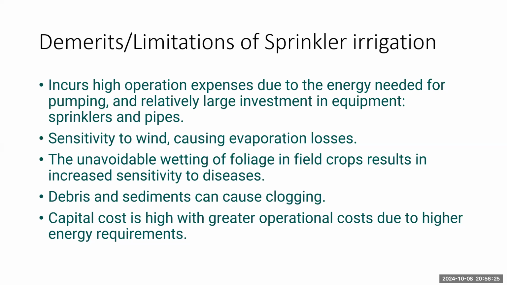Though there are various advantages of sprinkler irrigation systems, there are some demerits. Which are the demerits? The sprinkler irrigation system needs a higher operating cost. Operating cost means what? We know that sprinkler irrigation needs continuous pumping, so there is the cost of electricity. That is called the operating cost.